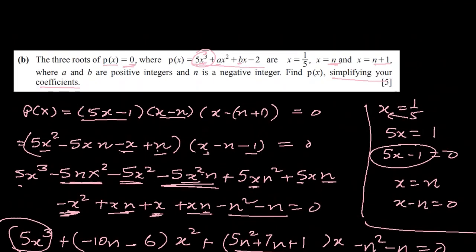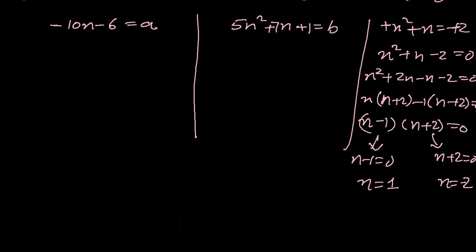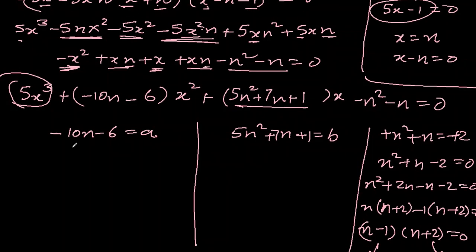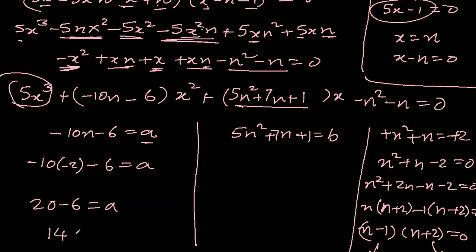And they said n is negative. As far as I remember, yes, n is a negative integer. That means the positive 1 we will ignore, n equal to minus 2 is our answer. So let's put that here for a. Minus 10 times minus 2 minus 6 equal to a. So that becomes positive 20 minus 6 equal to a, and 14 equal to a. The value of a comes out to be 14.